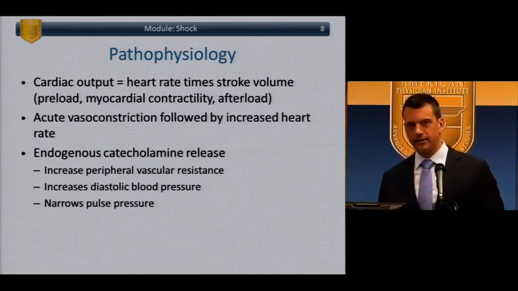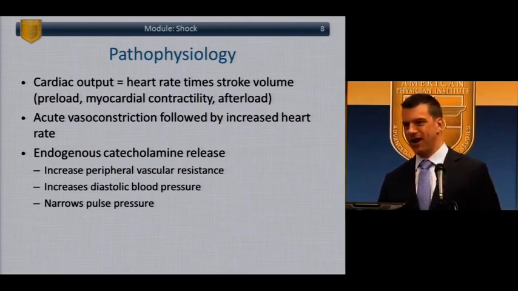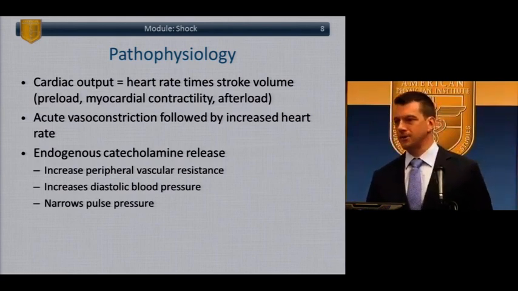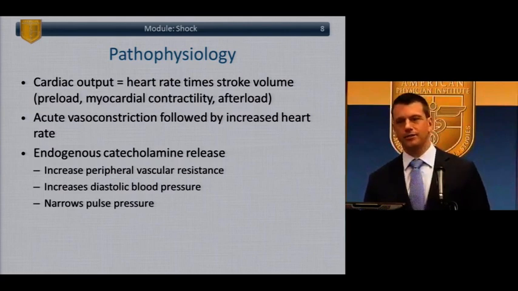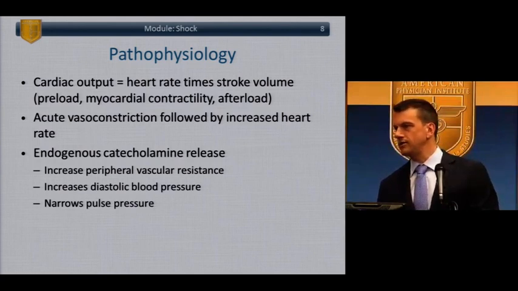Remembering these three things will help you remember how to treat that shock. What can you do? The first thing you want to do is maybe increase the preload, give a little bit of fluids, and then you can work on your afterload. Is there something you can reduce? Is there a tension pneumothorax? Is there something hurting you on that end? And then contractility: there are various agents, pressors and inotropes, that you can use. Usually you get an acute vasoconstriction followed by an increased heart rate.